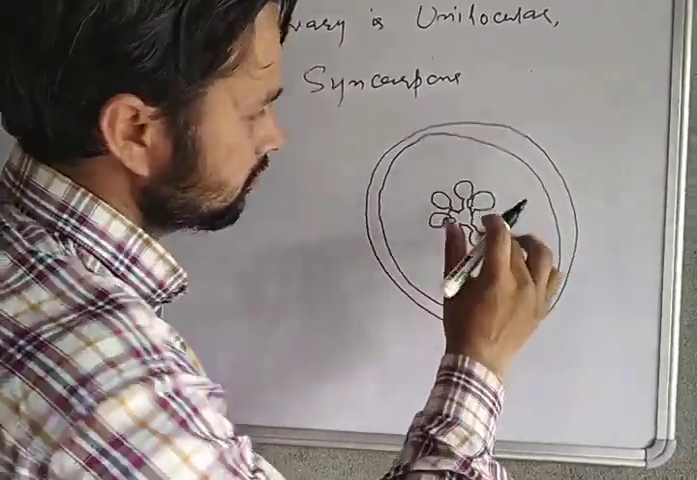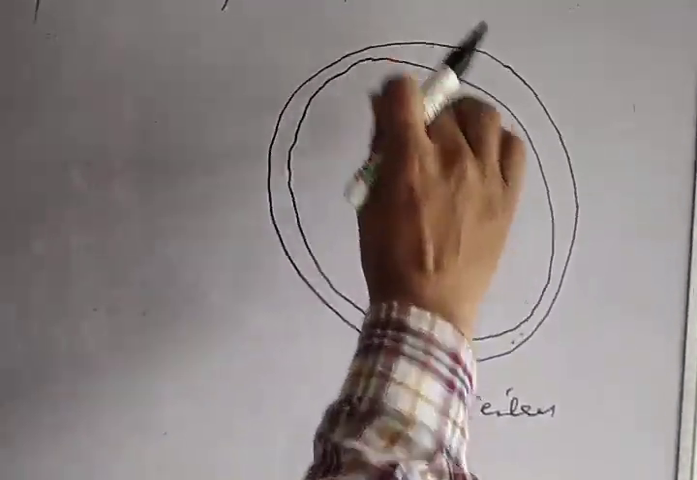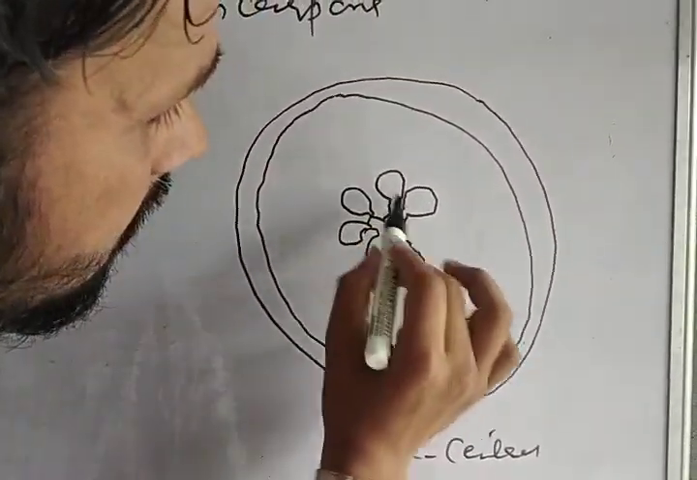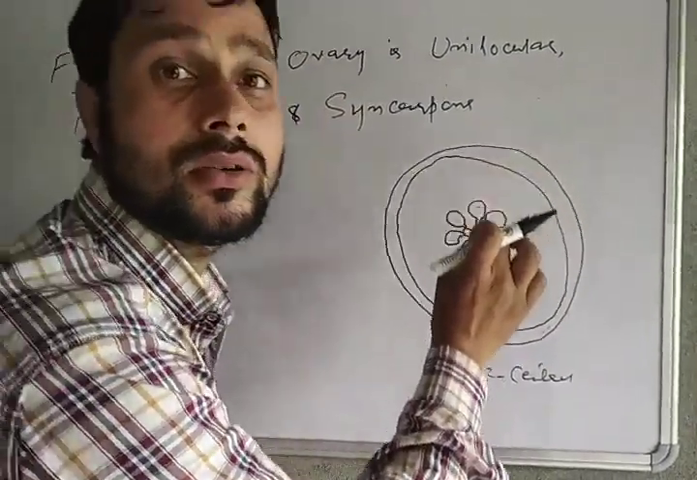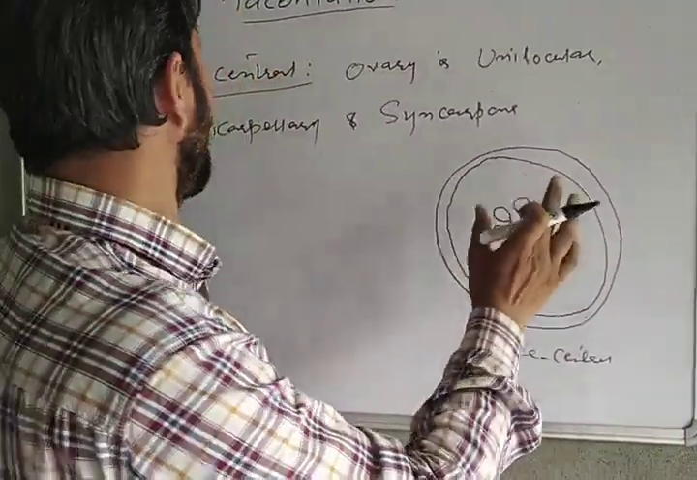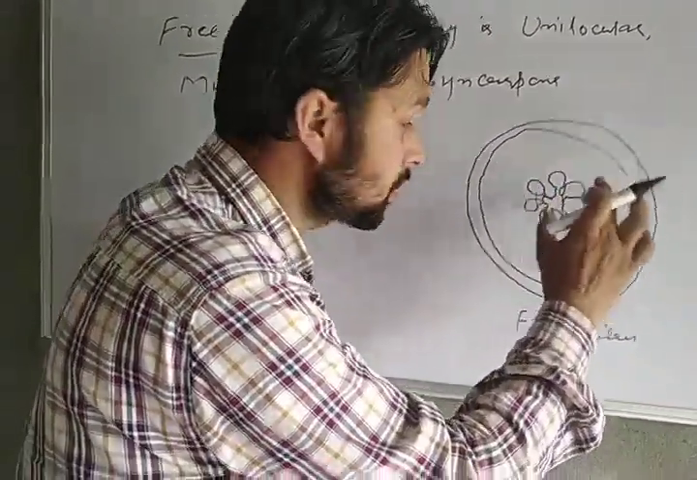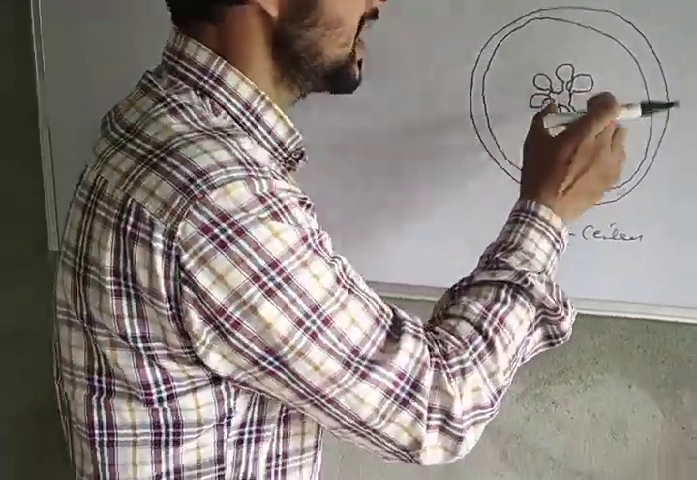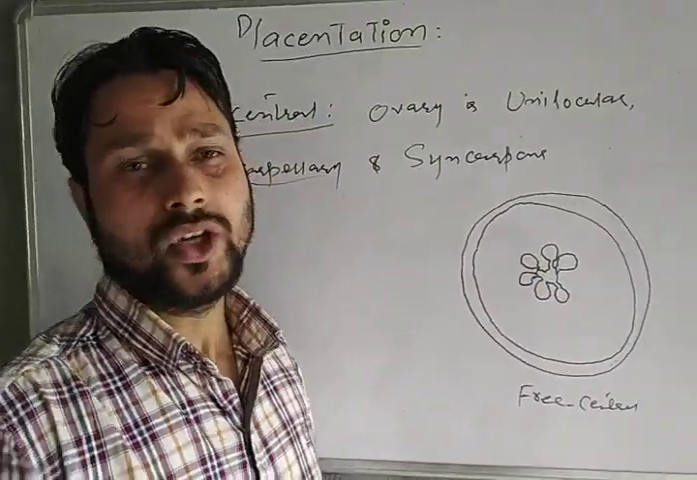This is precentral. What happens in this? The development of placenta occurs at the center by fusion of margins of carpel. Because the ovary is multicarpellary, these carpels fuse at the center. The margins of the carpels fuse at the center and lead to the development of placenta, and this placenta represents the ovules.